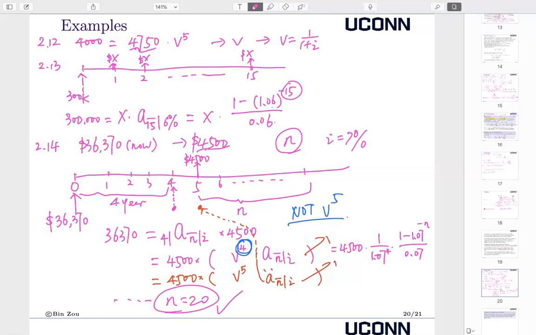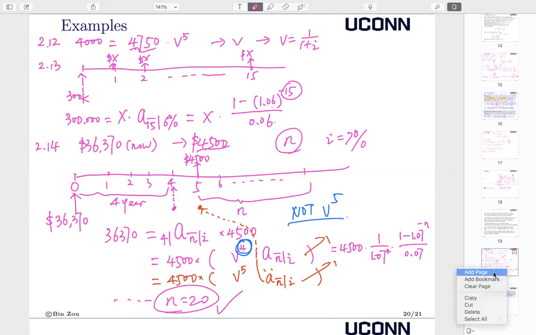We have 2.15. David borrows X dollars at time 0 and must repay the loan with payments of $45,000 at times 3, 4, 5, and 6. Using an annual effective interest rate, determine the amount of X. So in this case, we don't know the present value. So here is X, which is unknown at time 0.